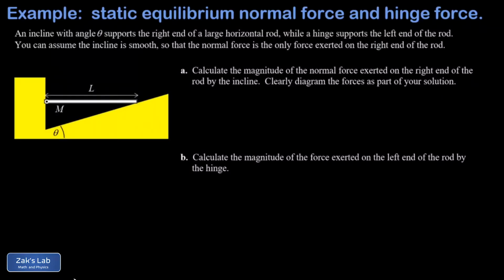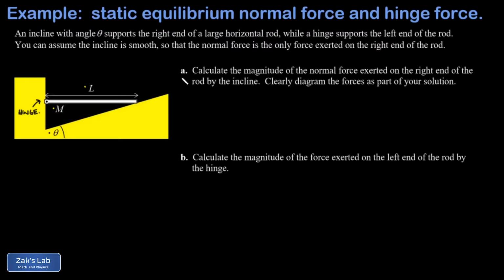In this video, we're looking at a static equilibrium problem that's given entirely in general terms. So we have a horizontal rod with mass m. It has a length of L. It's held up at one end by a hinge. And at the other end, it's simply resting on this smooth ramp that's inclined with an angle of theta.